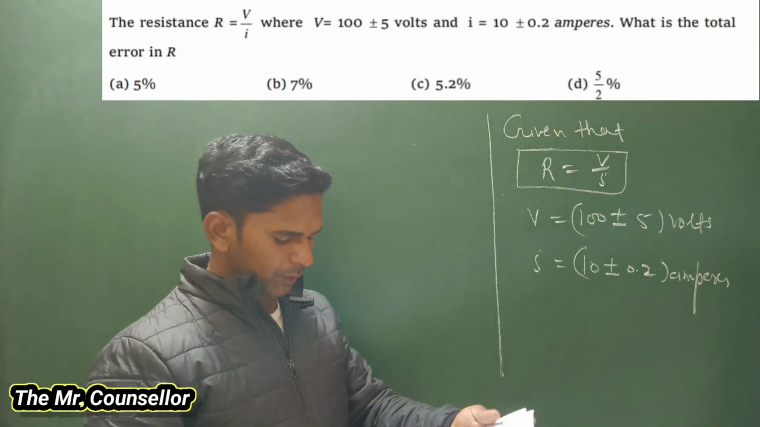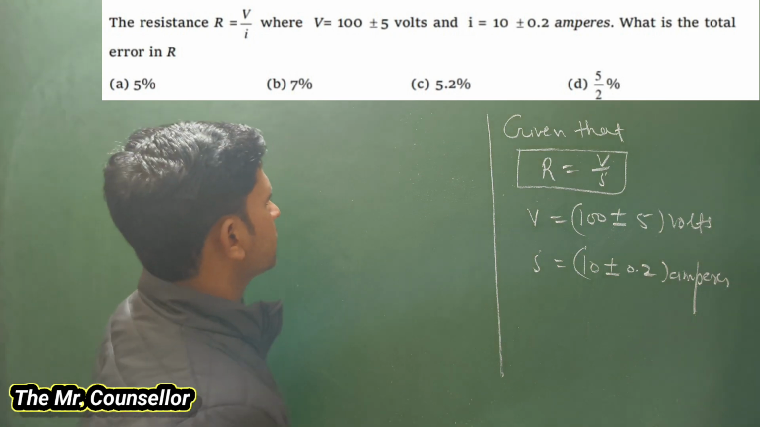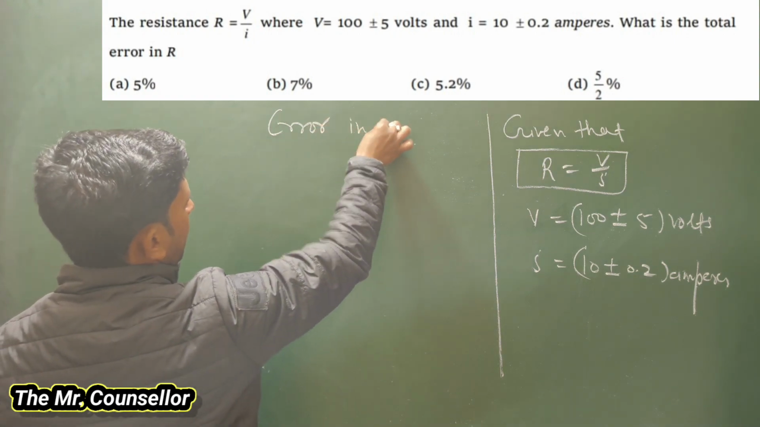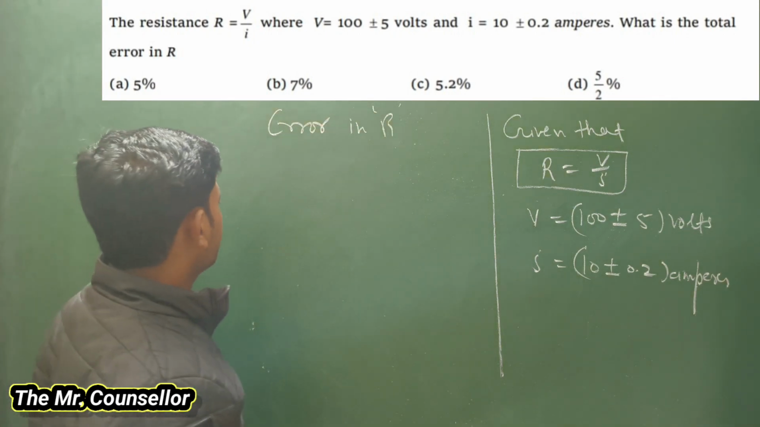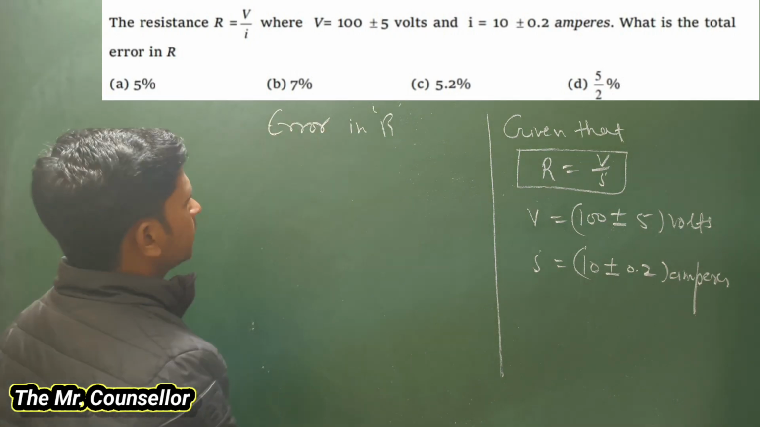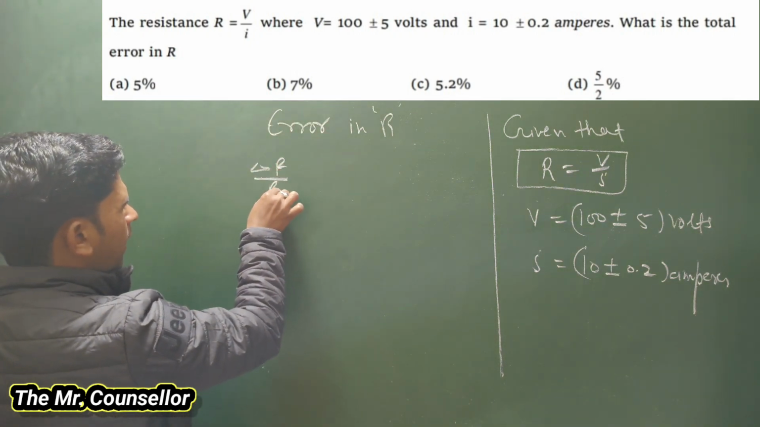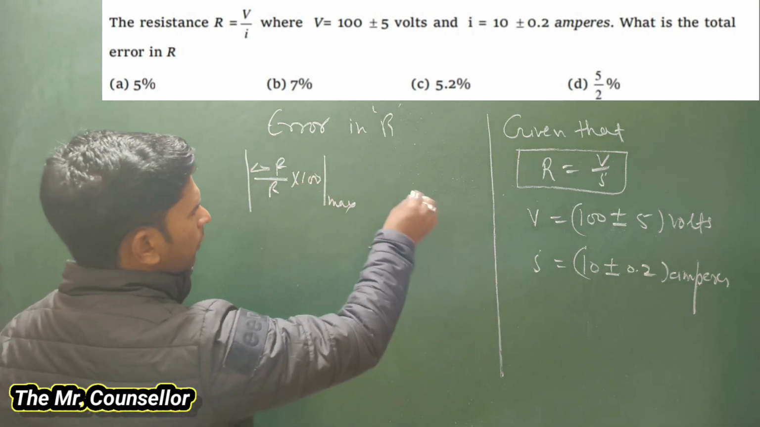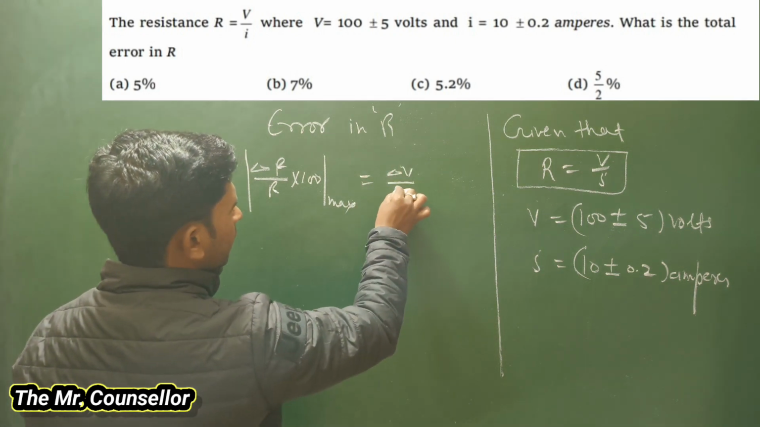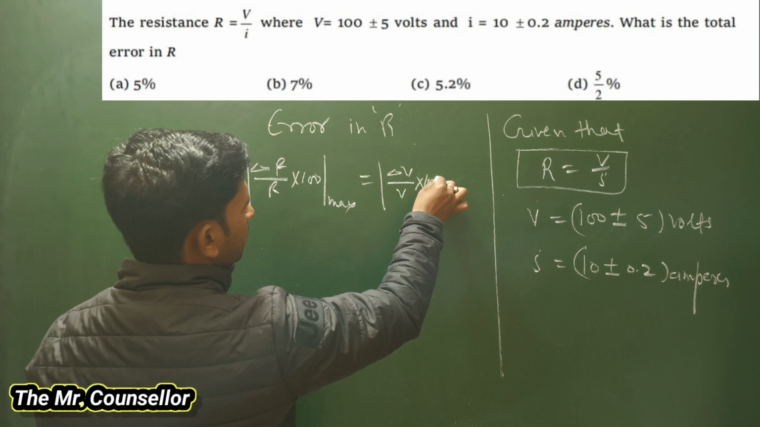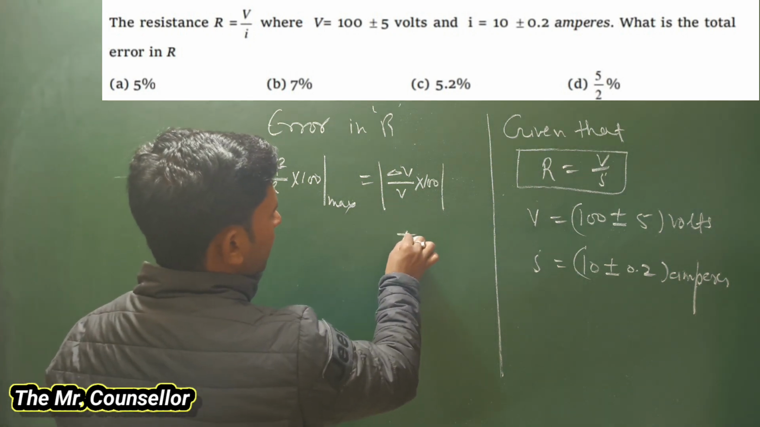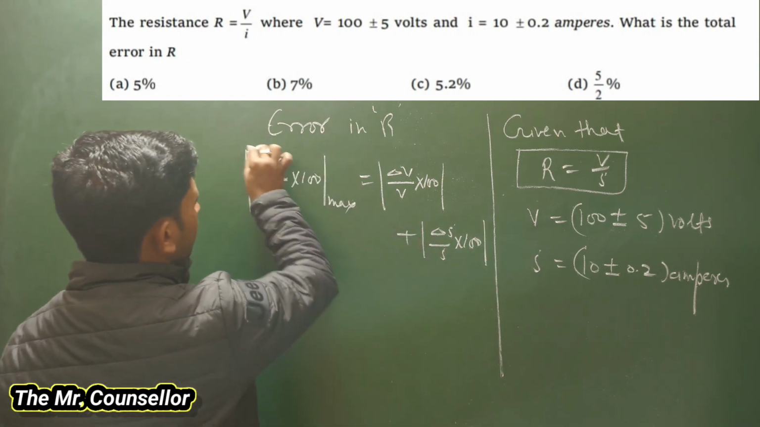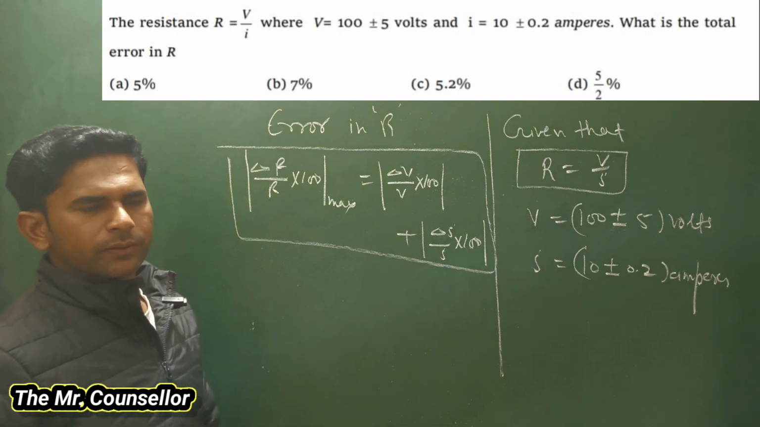You know the relation very well, so we can write the error in R, or rather the maximum percentage error. Don't worry, okay? So now you can write del R over R, we are going to find this one. Here voltage is there, so we can write del V over V, and plus the current, del I over I.